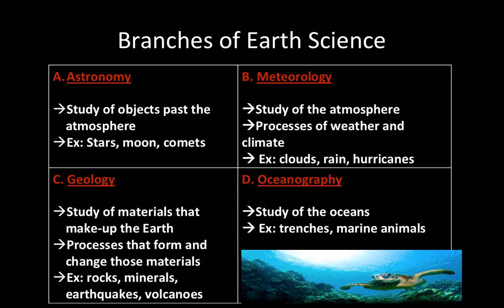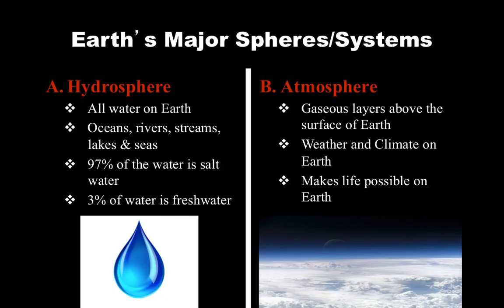And then you have oceanography. Oceanography is the study of our oceans and water on Earth. So think about marine animals. Our oceans cover most of our planet and are very important sources for food and other commodities. So oceanography is the study of oceans. So if you look at all these root words, it'll pretty much let you know what we're going to be studying in each branch.